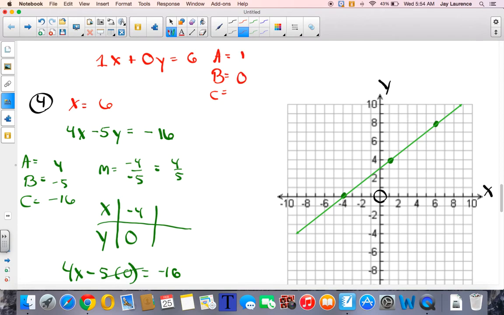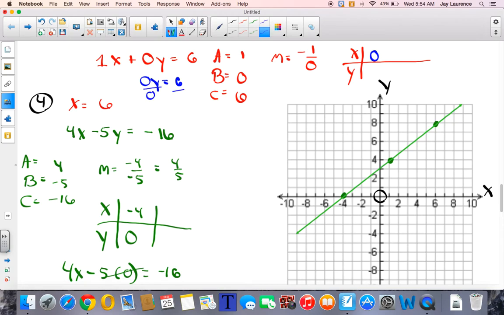Easy as 1, 0, 6. Now, when I go to find my slope, I'm going to get negative 1 over 0. When I go to find an intercept, an interesting thing happens. If you try to find the y-intercept by plugging 0 in for x, watch what's going to happen. You're going to get 0y equals 6, right? Because this is going to cancel.